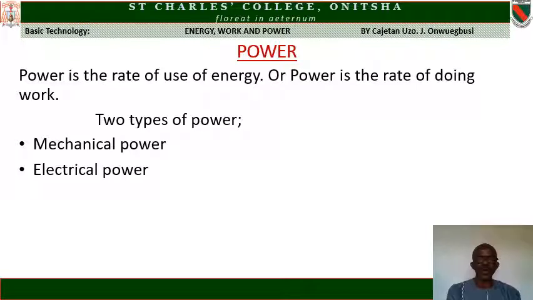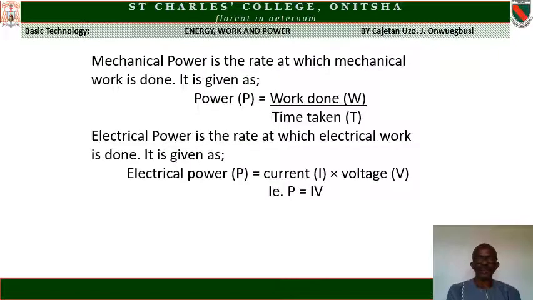Power. Power is the rate of use of energy. We also define it as the rate of doing work. We have two types of power. We have mechanical power and electrical power. Mechanical power is the rate at which mechanical work is done. It is given as power equals work done over time taken.